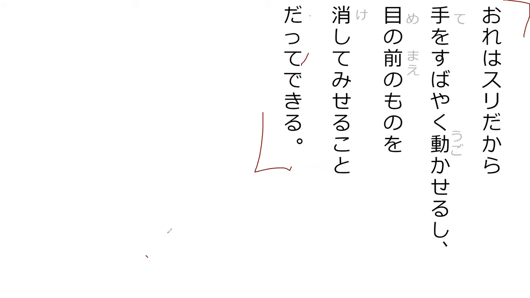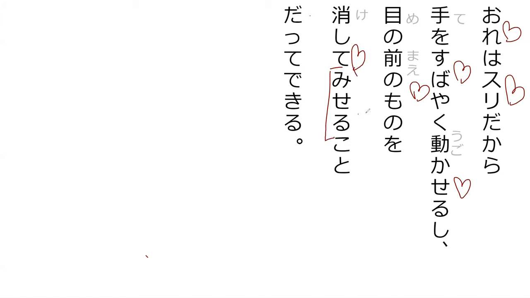So I did notice I was able to read it a bit faster before. But so he was saying that because I'm a pickpocketer, I'm able to move my hand swiftly and I'm able to make things disappear right in front of my eyes. I can show that I can make things disappear in front of my eyes.